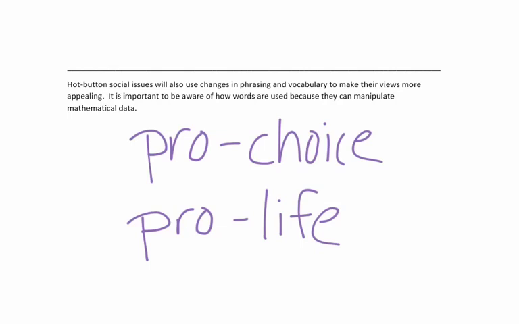Now, these are the words that people use to describe their movement. People in the pro-life camp will call these people here pro-abortion, and people in the pro-choice camp will call these people anti-abortion, but it's not the words that they use to describe themselves. And so the point of that is that it is important to be aware of how words are used, because they can manipulate mathematical data, they can manipulate people's viewpoints, they can manipulate how people will answer questions.